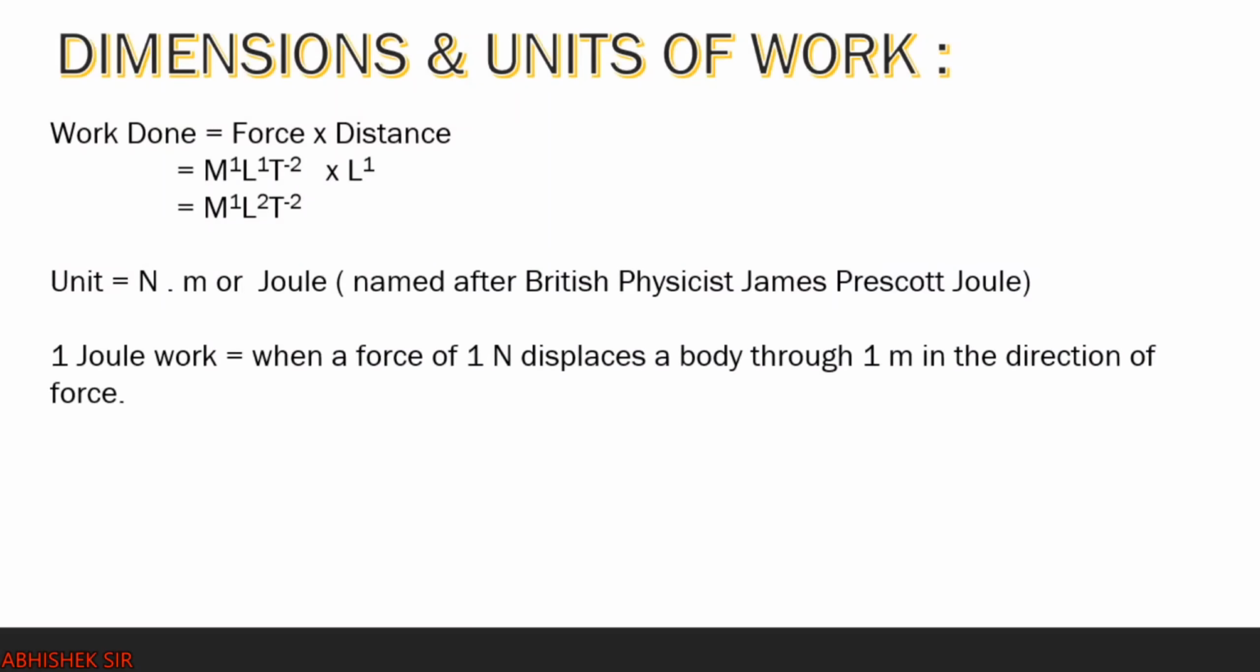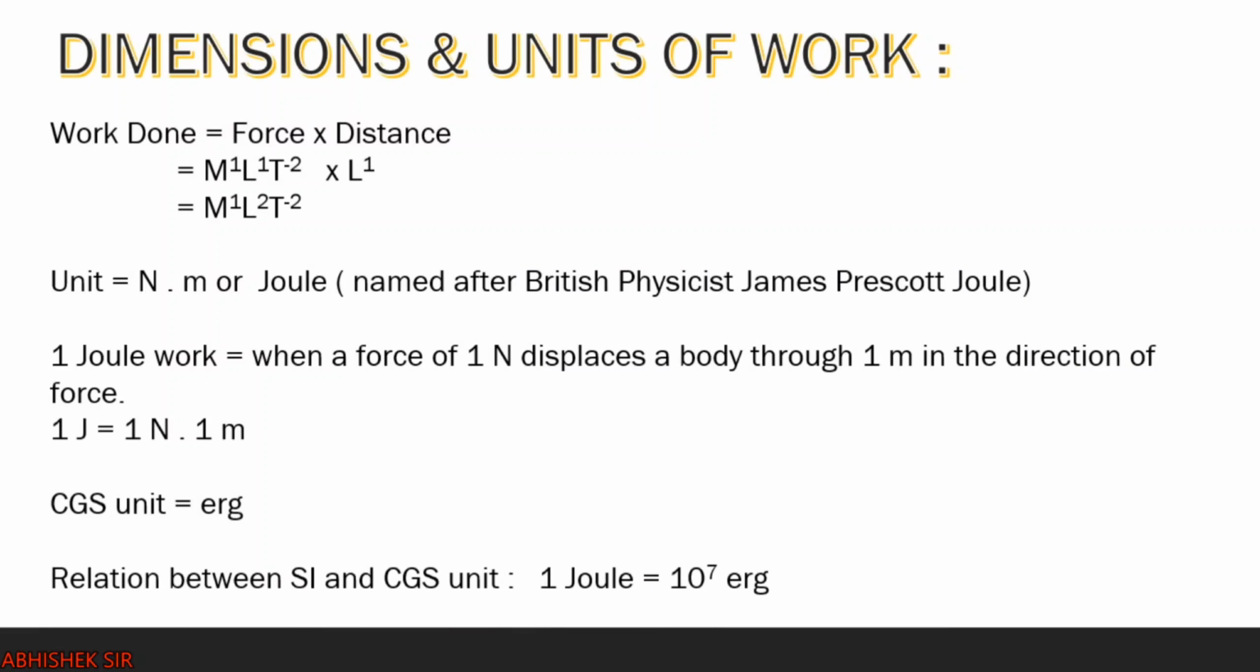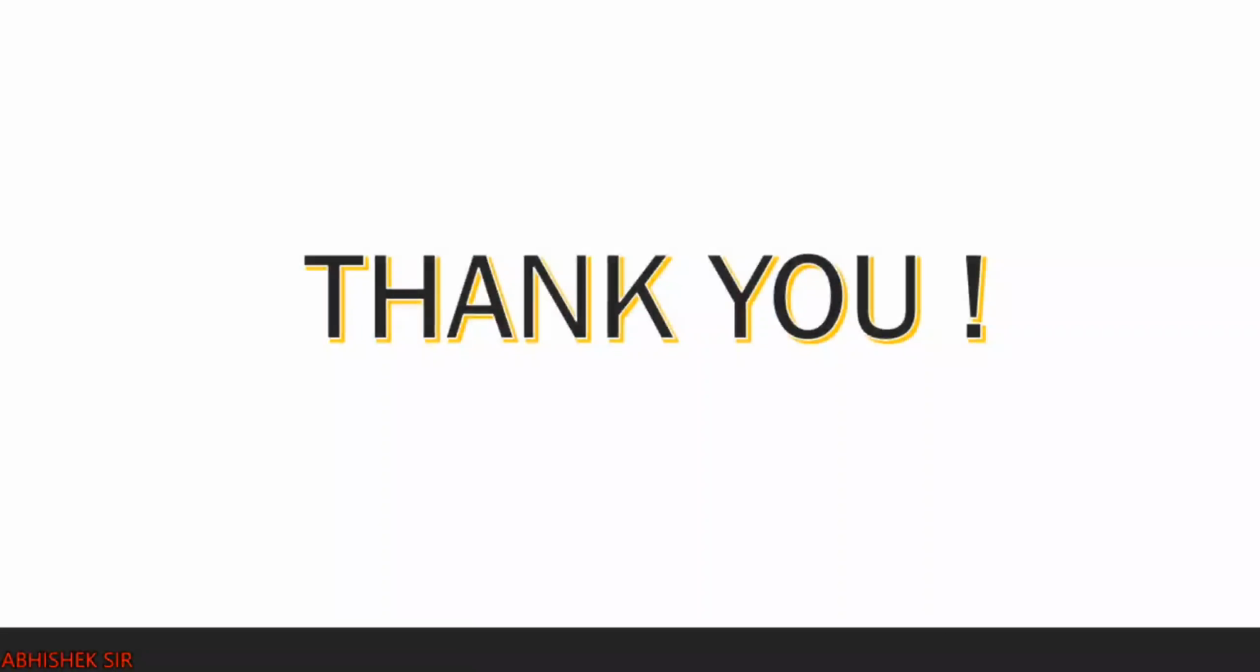Now, what is 1 Joule of work? Put 1 in front of Newton and meter, and you will get the definition. When a force of 1 Newton displaces a body through 1 meter in the direction of the force, 1 Joule of work is said to be done. So 1 Joule is 1 Newton into 1 meter. The SI unit we have seen is Newton meter or Joule, but the CGS unit is erg, a smaller unit. The relation is 1 Joule equals 10 raised to 7 erg. So these were the dimensions and units of work.